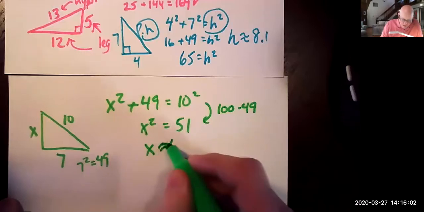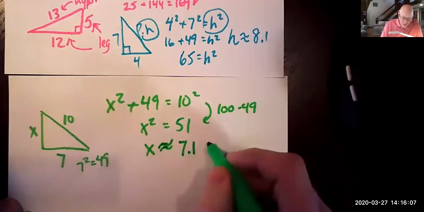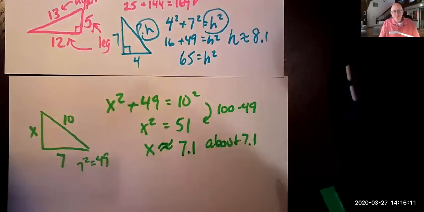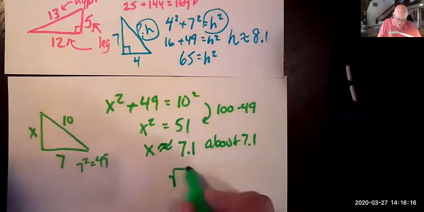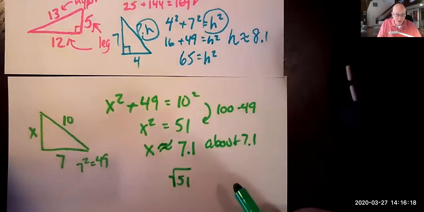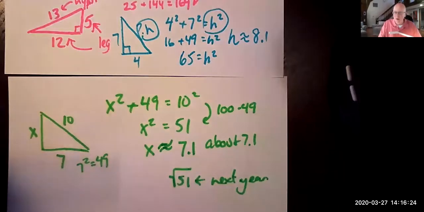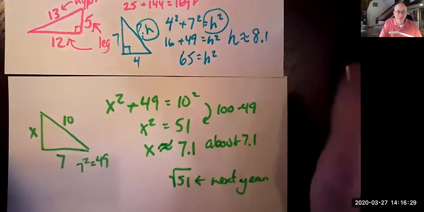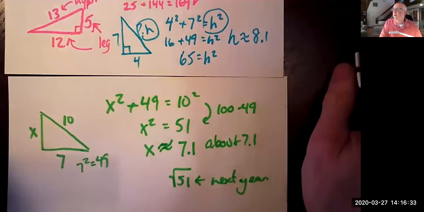So I'm again using this. This is almost equal to, let's say, about 7.1. All right. We're going to deal with things like the square root of 51 next year. I'm not going to deal with that now. Okay. But there's a little Pythagorean theorem review, update, quick lesson, whatever you'd like to call it. And I hope that helps.